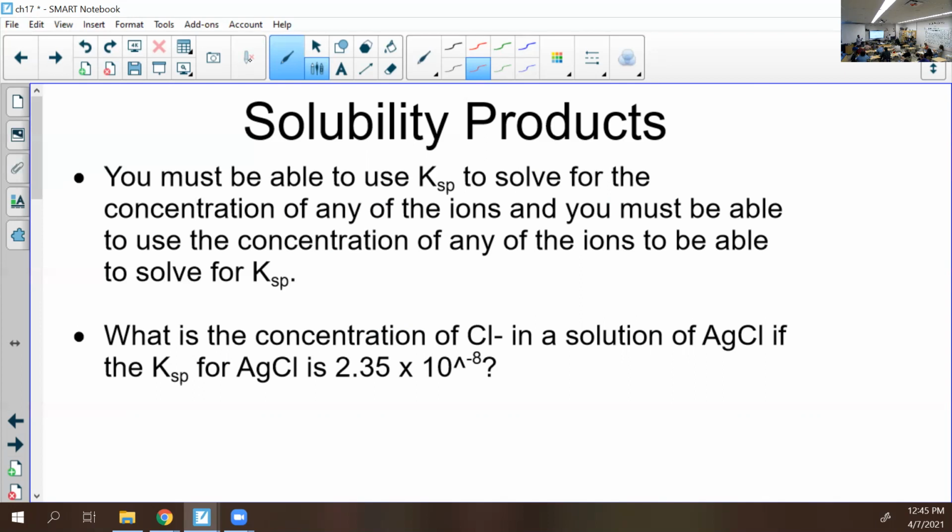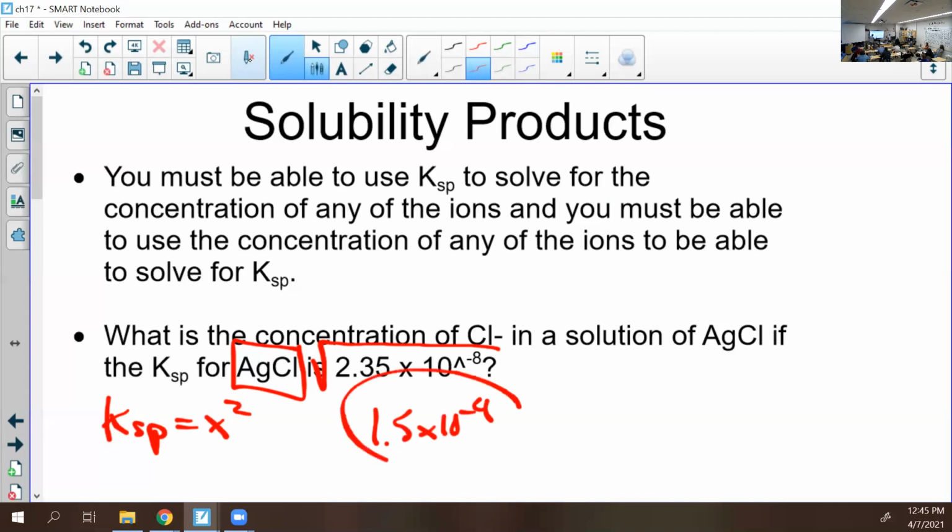Okay. So if it's a 1-to-1, just remember Ksp equals x squared, and x is the concentration, right? So we simply need to take the square root of that, and that is the answer. 1.5. Okay, so if it's 1-to-1, remember it's x squared. And then you just square root it, really.